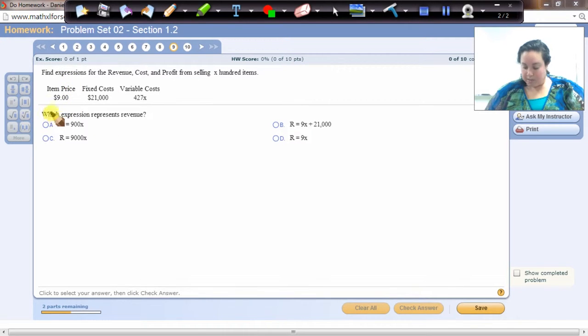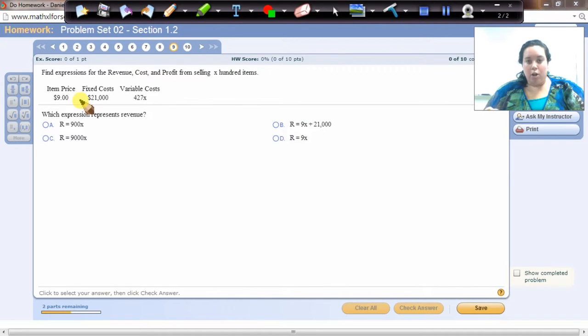First, it says which expression represents revenue. So let's find them in order. First, revenue. What does it mean? Imagine we have a company and we sell hairbrushes for $9 a piece. For revenue, it's just the money coming in.